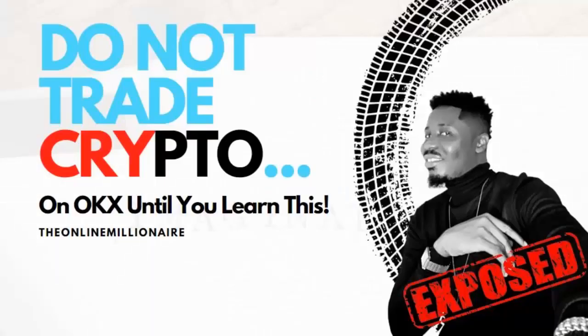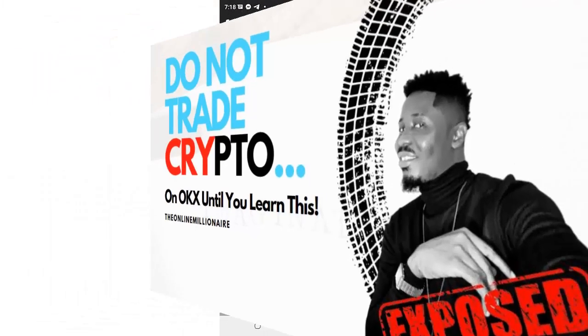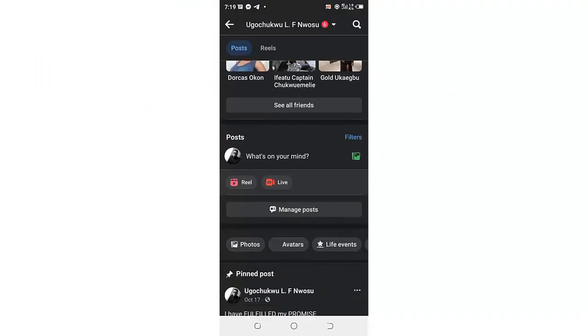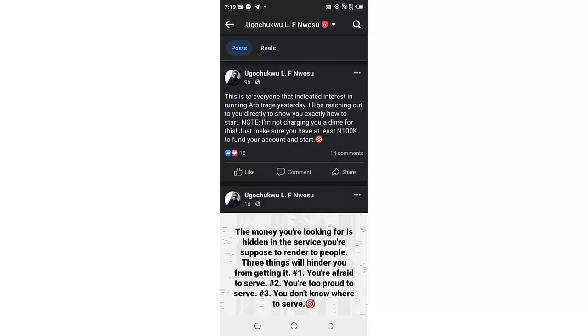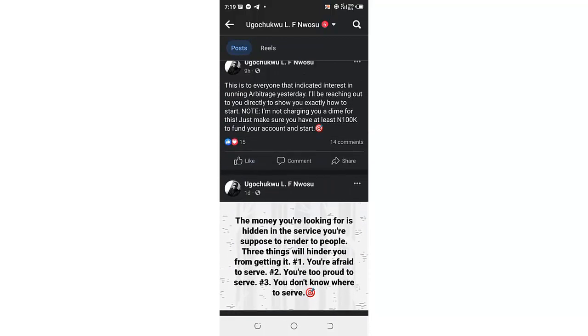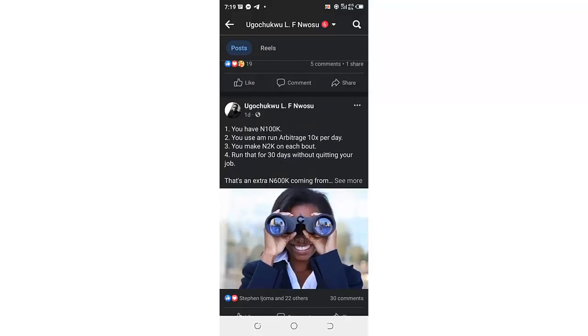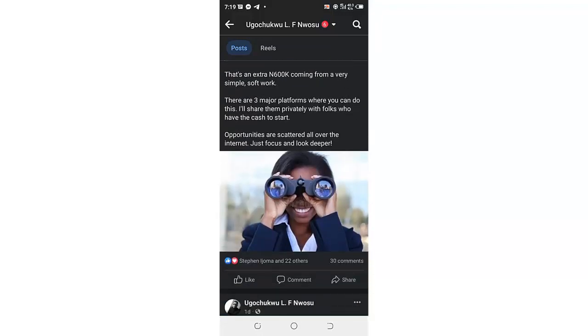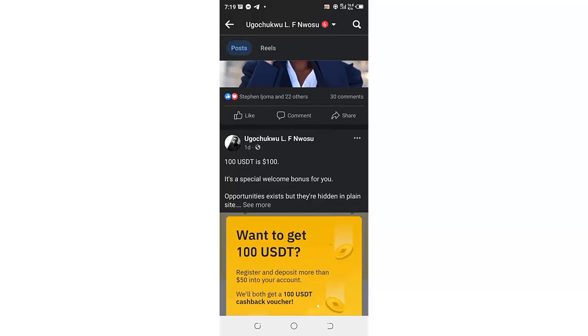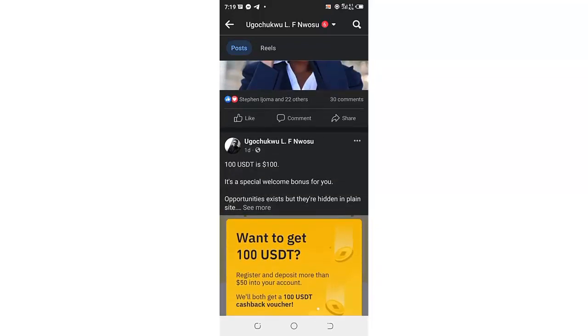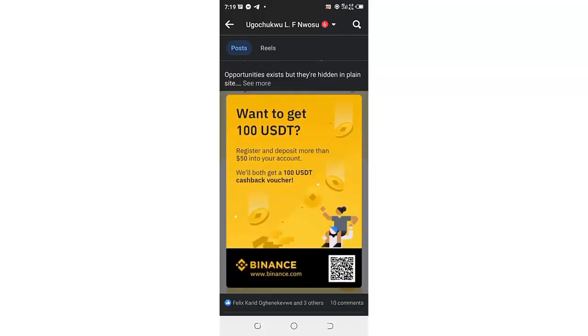So, I went to Facebook. This is my account. Okay. The money you are looking for is in the service that you are supposed to render to people. But unfortunately, everybody wants money, but there are only few people who are ready to serve. Okay, so I made this post. All right, look at the comment. I don't want to open the comment so that I don't expose the names of the people who are commenting there. So you see this comment and the likes under this post.